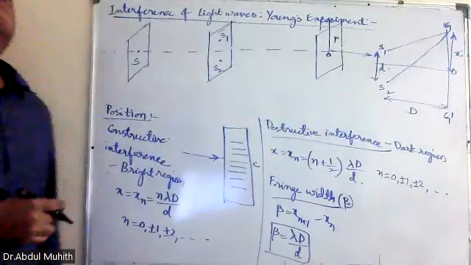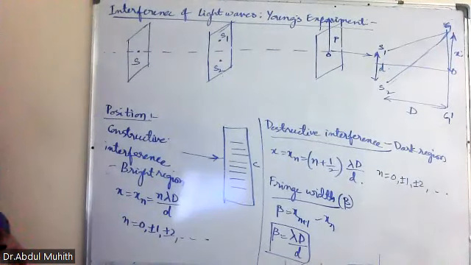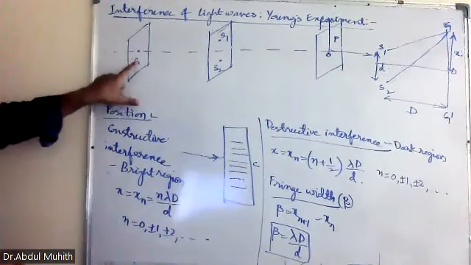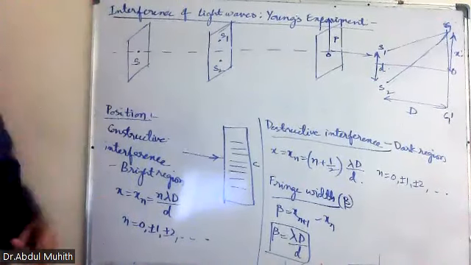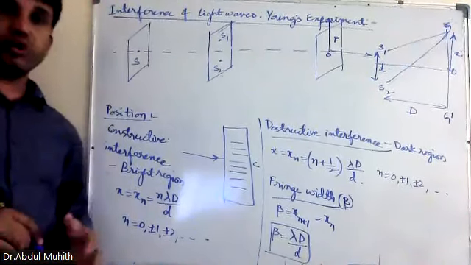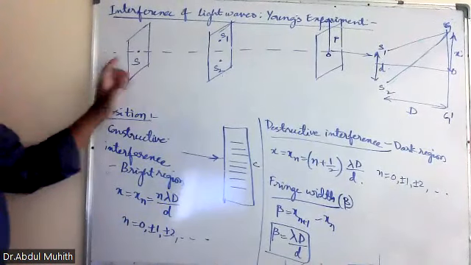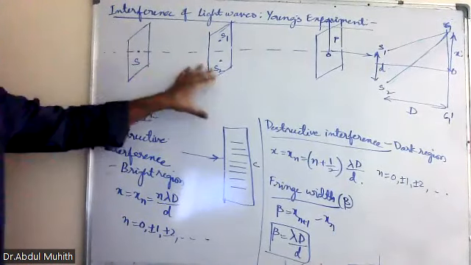Is that clear? D is the distance between the two slits. D, see what happens here. This is the source bulb. So what Thomas Young did, at that time there was no light and all. He took the cardboard, he took the candle here, and he took the source. This is the first cardboard, this is the second cardboard.